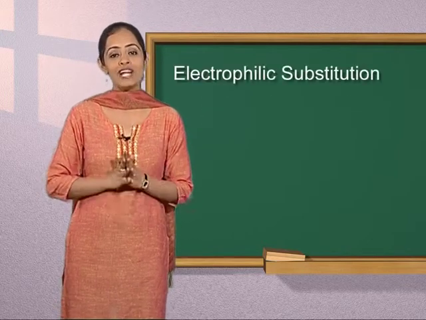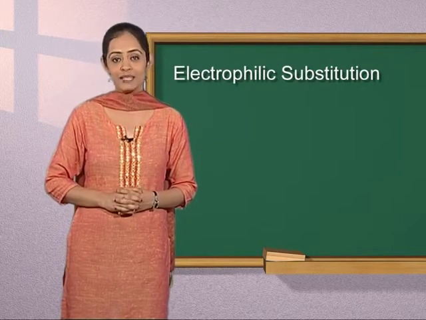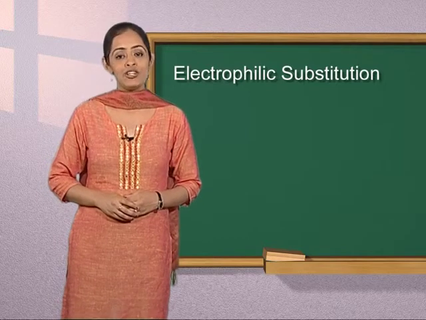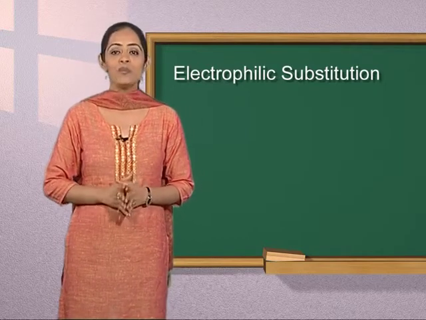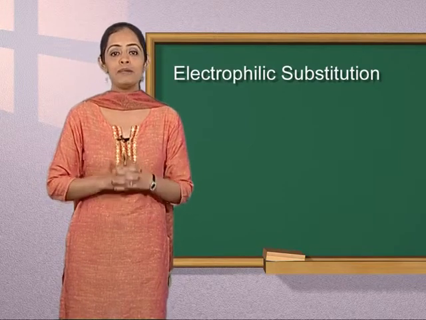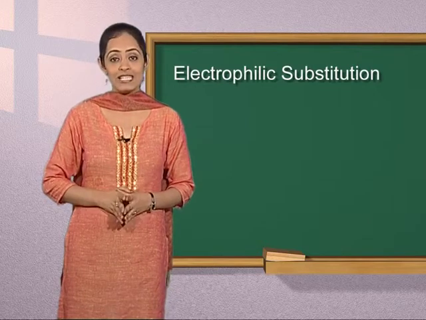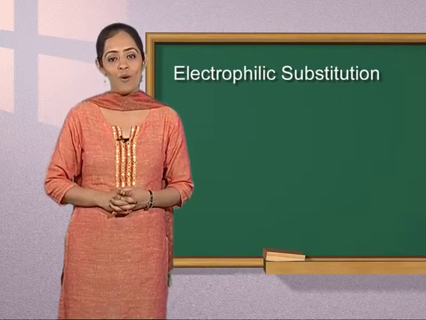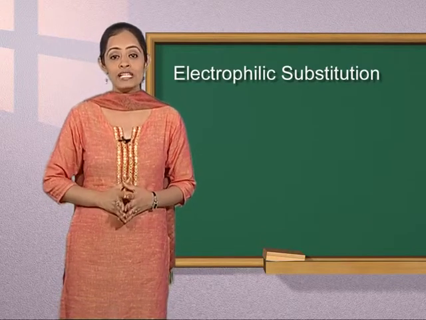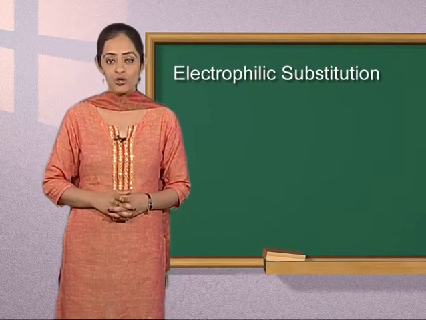Let us now consider the general mechanism of electrophilic substitution, which is being shown on the screen. Electrophilic substitution happens in many of the reactions of compounds containing benzene rings, the arenes. For simplicity, we'll only look for now at benzene itself. This is what you need to understand for the purpose of the electrophilic substitution mechanisms.